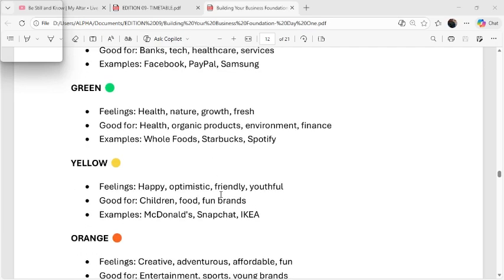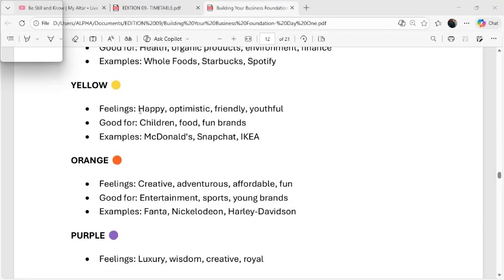When we talk about green, it is health, it is nature, it is growth, it is fresh. It is best for what? For health, for organic products, for environment-associated businesses, for finance. Like Whole Foods, MasterClass, and Spotify. You do understand that theirs is what? It is green. Now, let's move on to yellow. Yellow creates happiness, optimism, being friendly, youthful. It is best for children, for food, for fun brands like McDonald's, Snapchat, and IKEA. So, those ones are good with yellow.